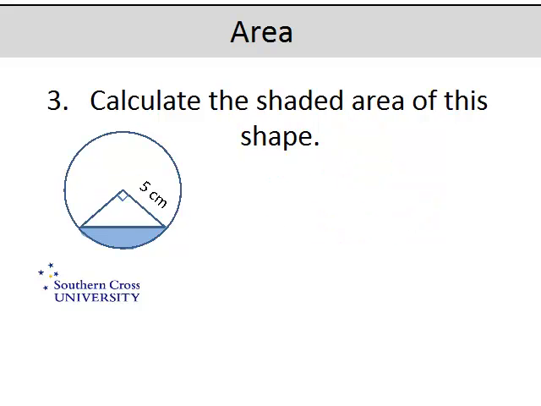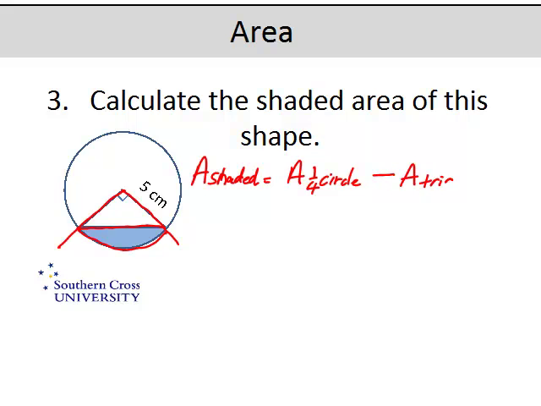The third shape, we've got basically in this part here a quarter of a circle, subtract the triangle, will give us that shaded area. Okay, this is a quarter of a circle, subtract the triangle. So we can write that in an equation. So the shaded area is equal to the area of the quarter of a circle, subtract the area of a triangle.